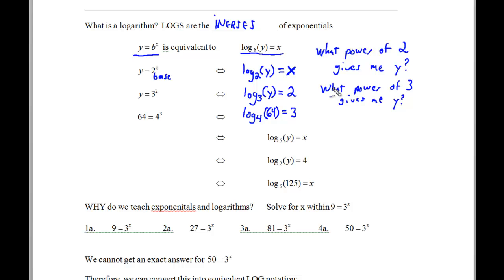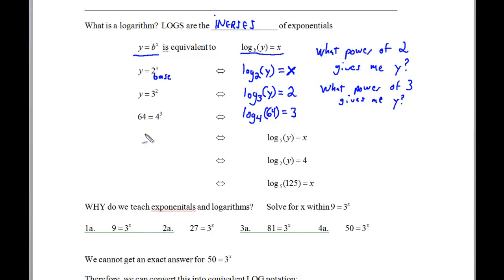Which means, if I was going to write a sentence on this, what power of 4 gives me 64? And the answer is 3, because 4 cubed is 64. Now we're going to convert from log to exponent form.